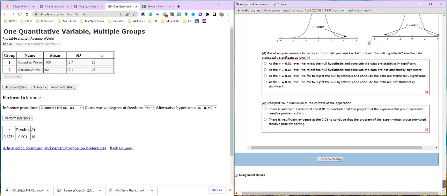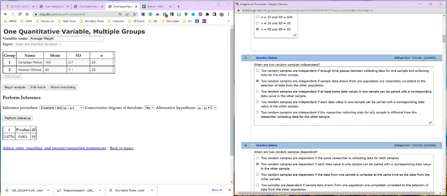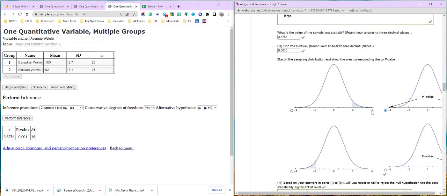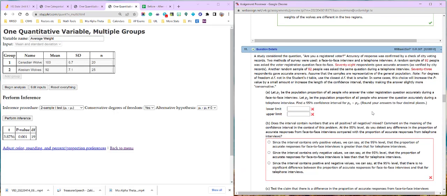So let me go ahead and finish that one. Hit submit. Okay. And there we go. All good. Everything checked. And let's start on the next one.